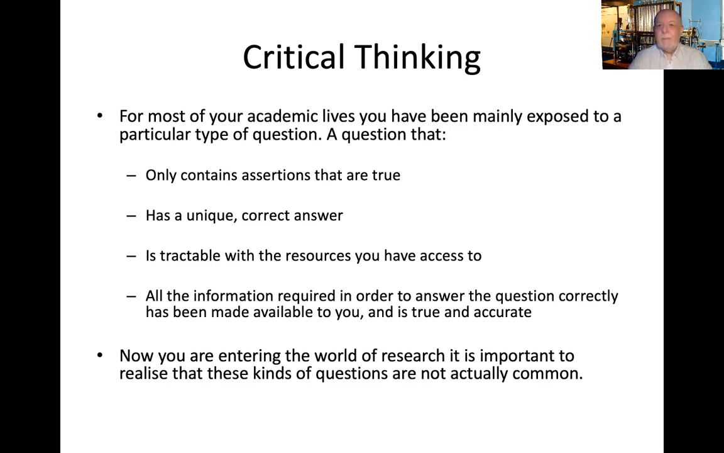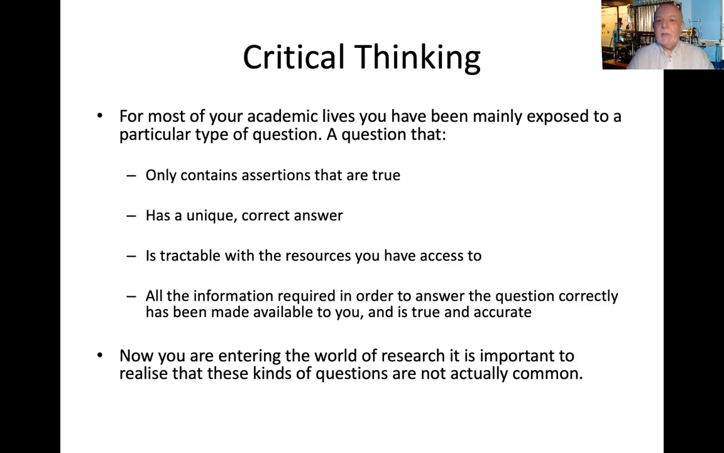So this is something that may be quite different for many of you. Some of you may have done some of this before, but I suspect for most of you, it will be a new topic, a new idea. So up to now in your academic lives as students, you've mainly been exposed to a particular type of question. That question usually only contains assertions that you believe are true. It often has a unique and correct answer. It's tractable with the resources that you have.